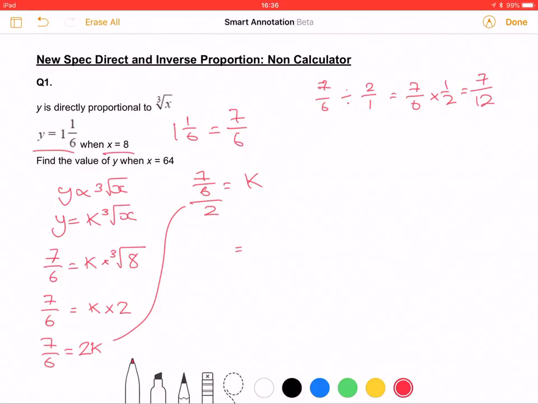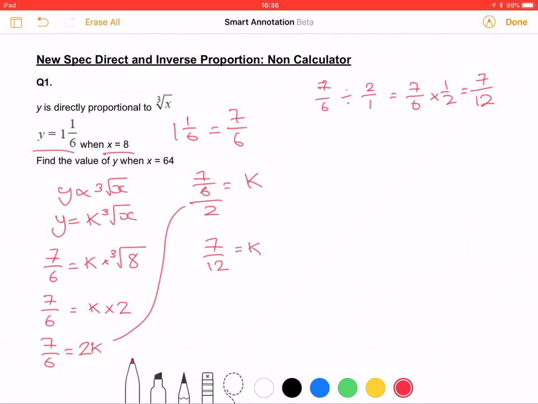As a shorthand, you could just multiply the 6 by the 2. Anyway, let's not go there. So k is equal to 7 over 12.